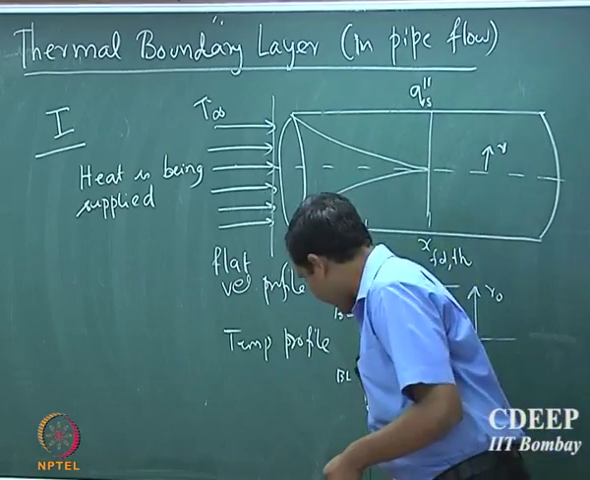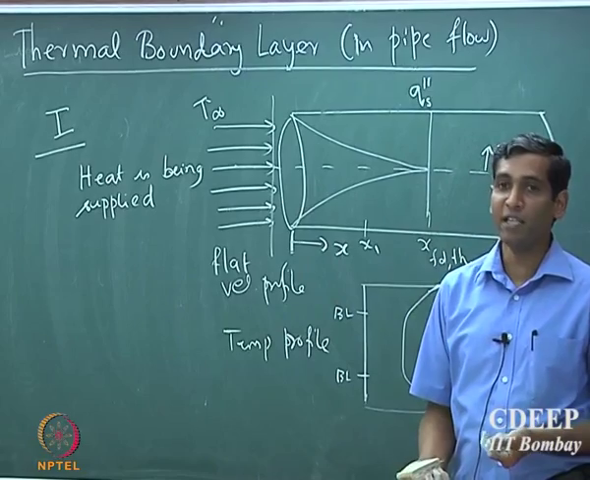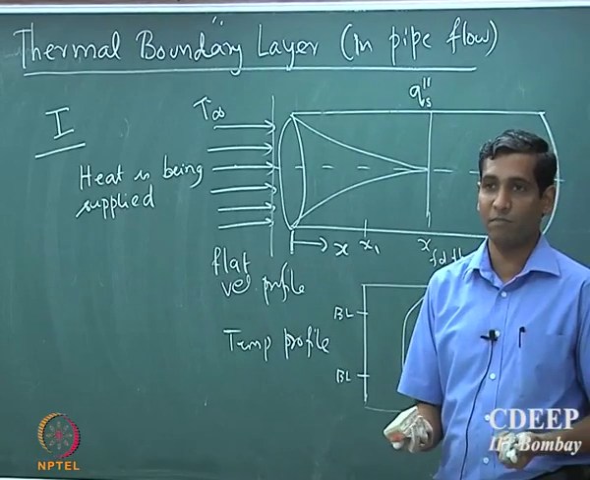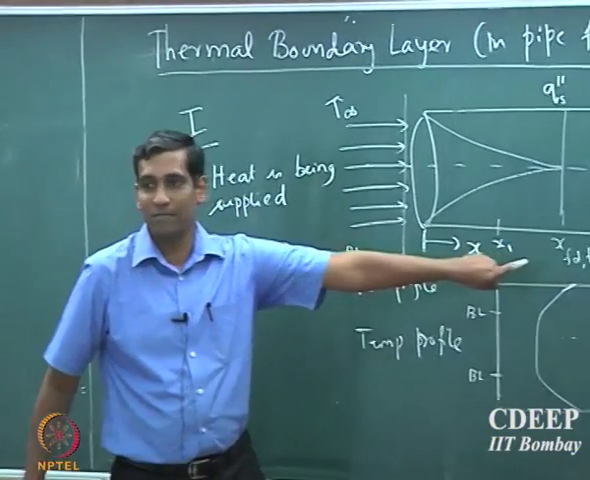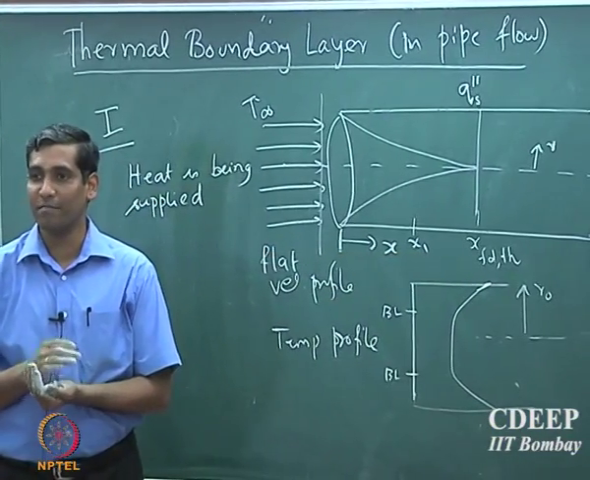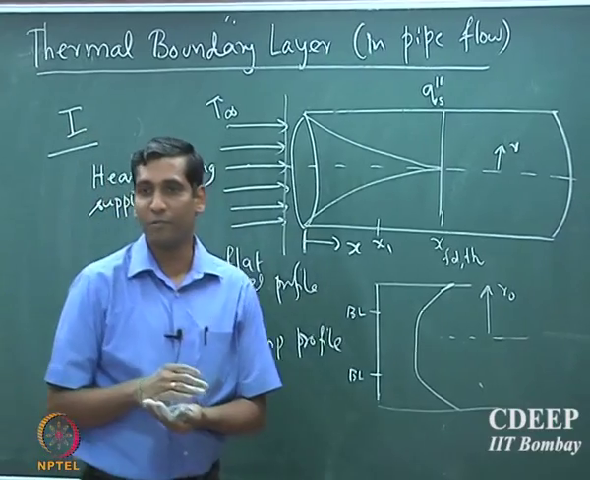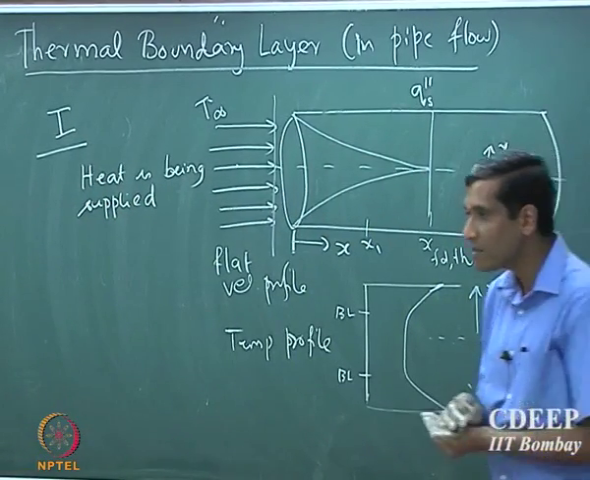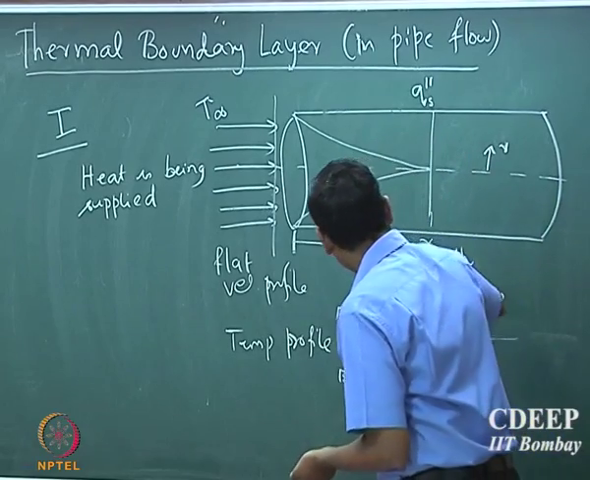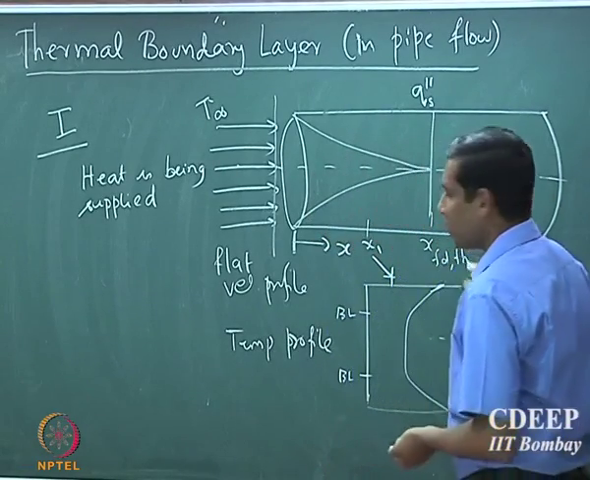Now supposing if I take a second case where I maintain the boundary at a constant temperature, I can always do that, right. So what happens in the fully developed regime? What will be the temperature profile? So this is at x1. What about the fully developed regime?